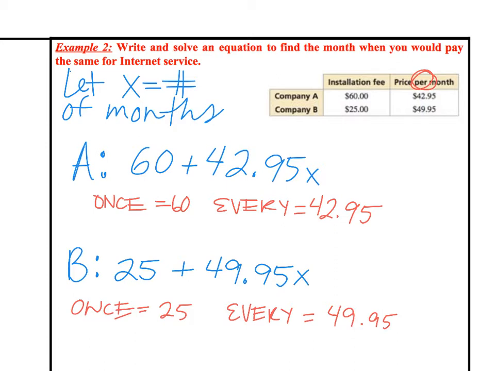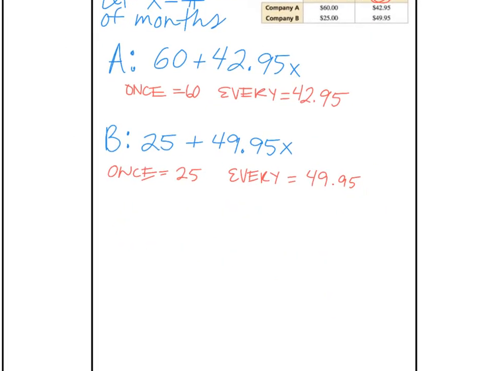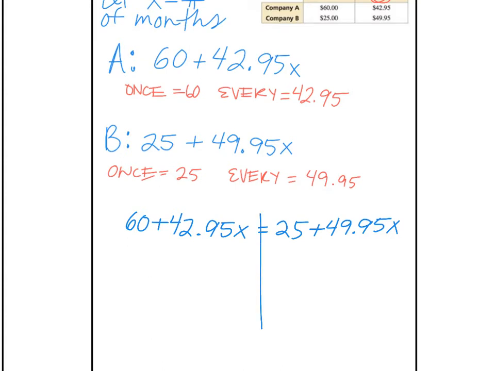It says write and solve an equation to find the month when you should pay the same. What's same mean in math? Equal to. And so we are going to set these two expressions equal to one another. 60 plus 42.95x. If you put m, that's also fine, is equal to 25 plus 49.95x. We want to know how long will it take for them to be the same. So you need to solve that equation and find out what x is going to be for your number of months. How many months is it going to take?